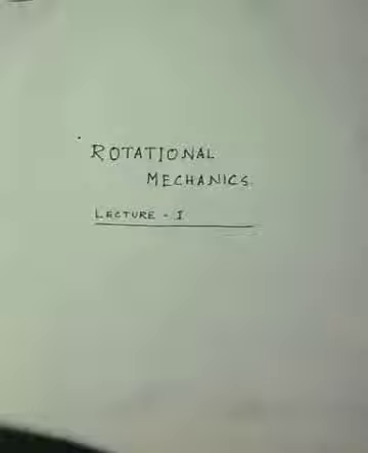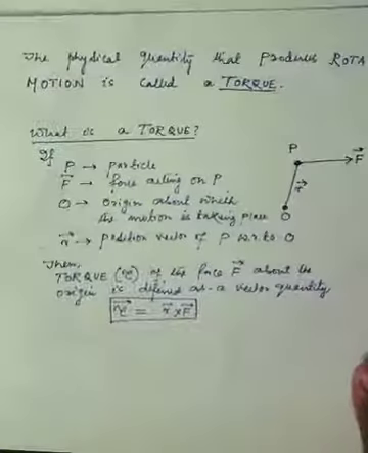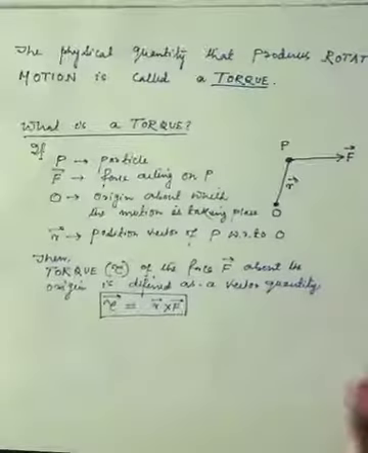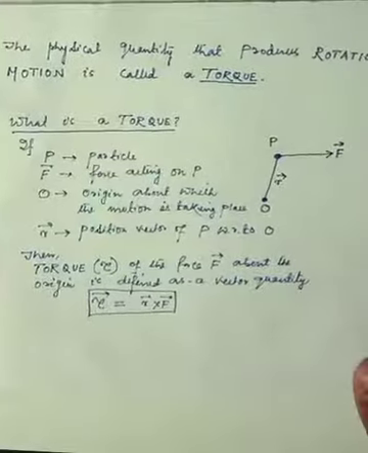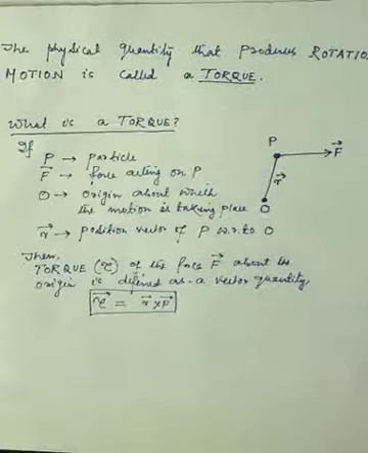So the name of the chapter is Rotational Mechanics, and this is our lecture 1. Now in rotational mechanics, the concept that actually comes first is called torque. Now the physical quantity that produces rotational motion is called a torque.